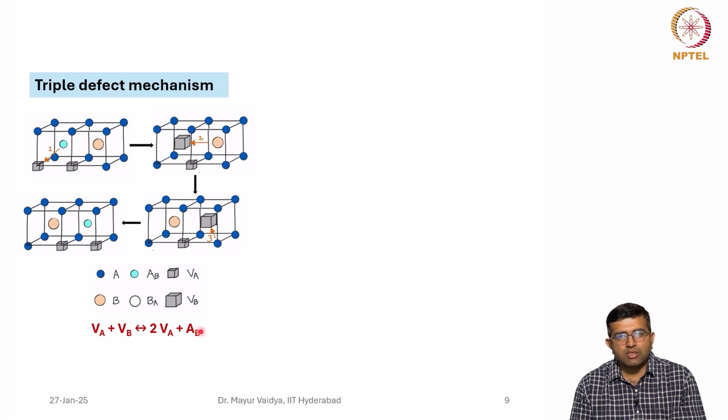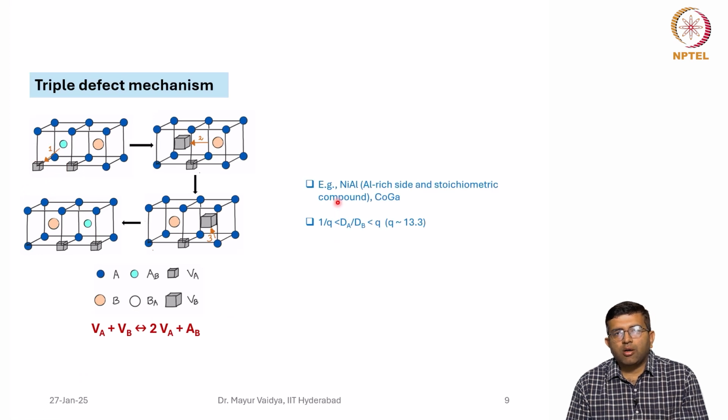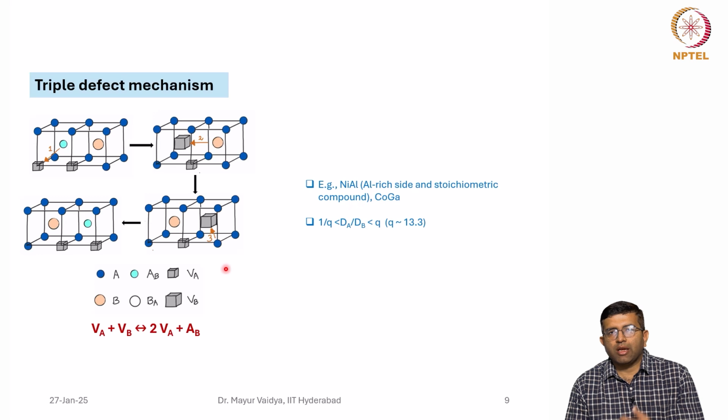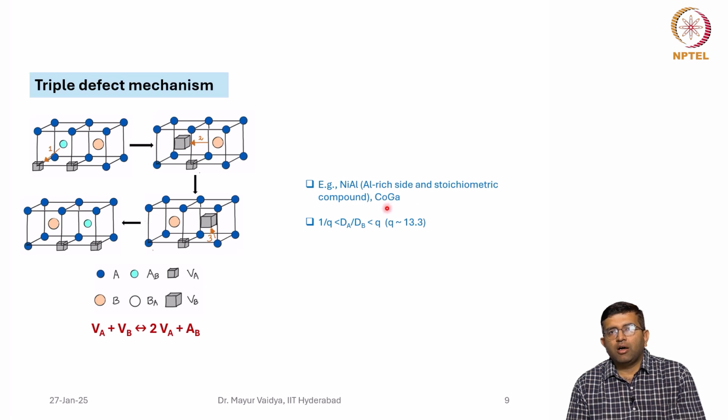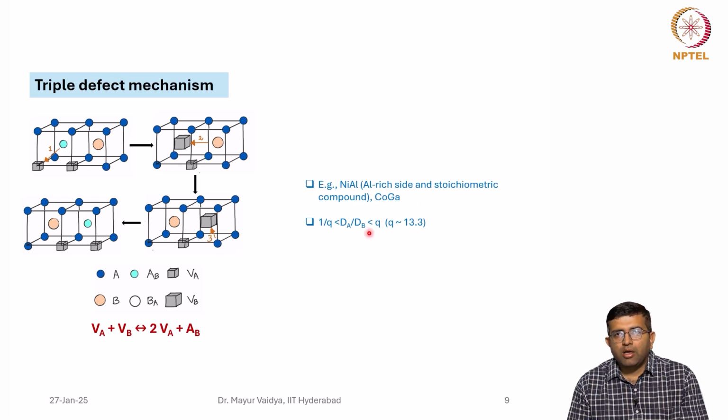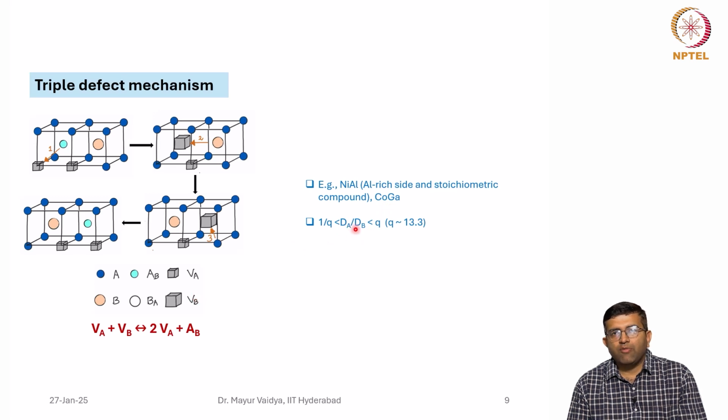So, 2Va plus AB represents the original condition. These are found in NiAl on the Al rich side. Remember, NiAl is not a line compound, it has a wider phase field. So, on the Al rich side and the stoichiometric NiAl, and also in cobalt gallium, this triple defect mechanism is observed, where dA by dB lies in the range of 1 by Q to Q, Q being approximately 13.3.